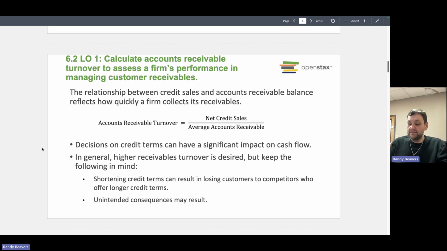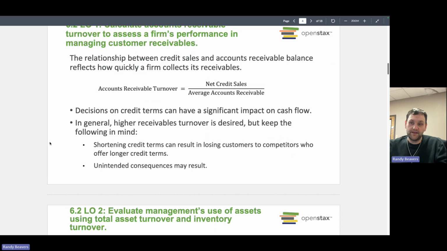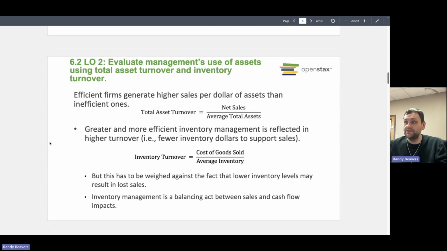Some other ratios we want to consider, from an operating efficiency standpoint, include total asset and inventory turnover ratio, as well as days sales in inventory. All of these are measuring efficiency in managing assets. The one you see on the screen pertains to your accounts receivable or your credit sales. When we look at the total asset turnover ratio, efficient firms want to generate higher sales per dollar of their assets. If you don't do that, then you're classified as inefficient.